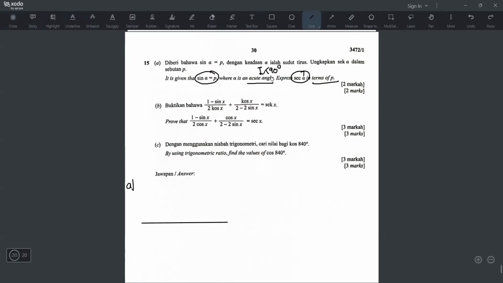There's another type of question where they ask you to find the angle. It means they never ask you to find sec angle or sine angle or cos angle. They just ask you to find the angle. Just find theta. That one no need to draw. That one you can straight away do it. No need to draw.